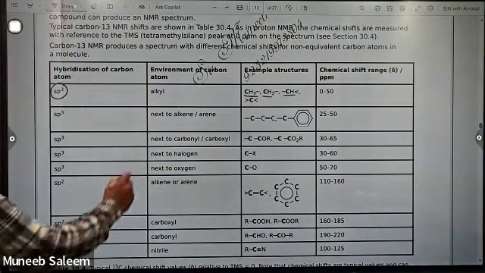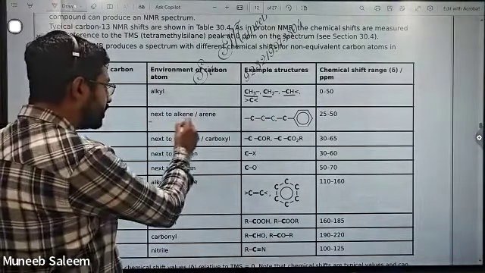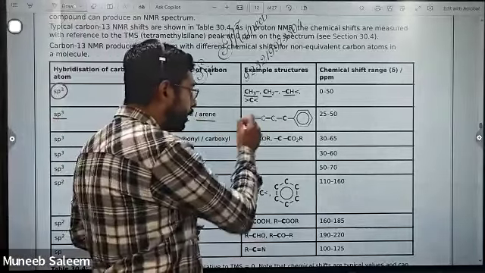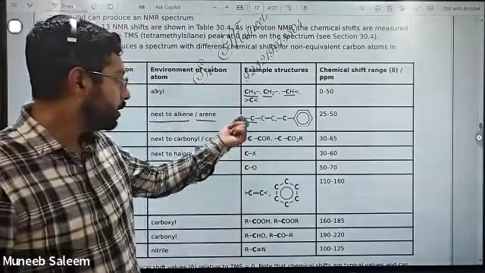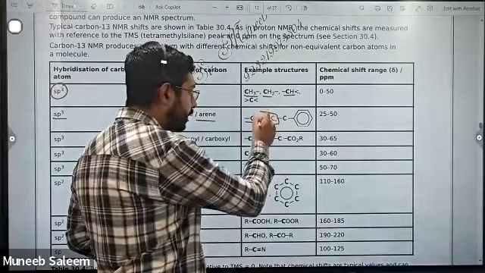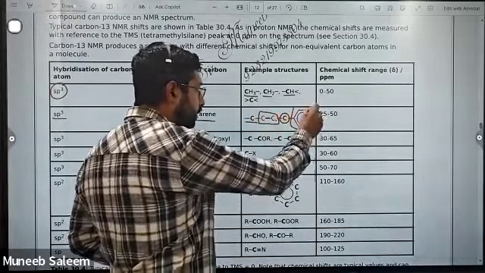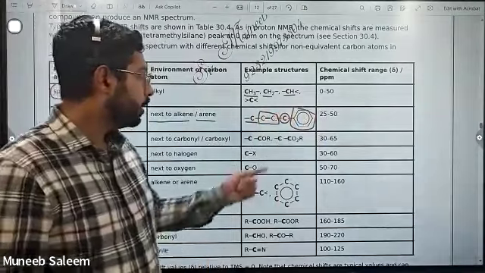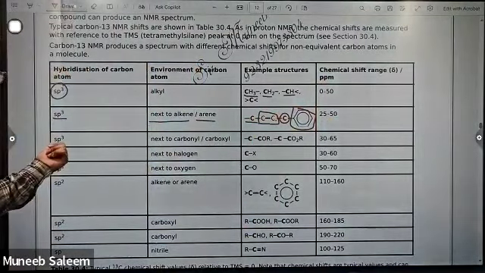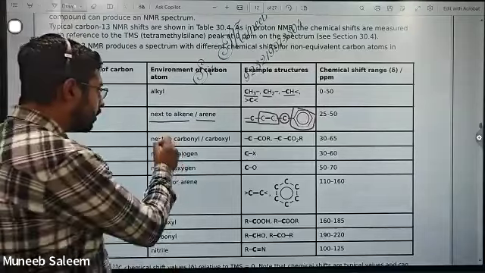In another case, the carbon has sp3 hybridization but is next to an alkene or arene. For example, this bolded carbon is bonded with a carbon-carbon double bond, which is an alkene. And in this case, this bolded carbon is bonded with a benzene, having three alternate double bonds. For this case, the chemical shift value will be 25 to 50.